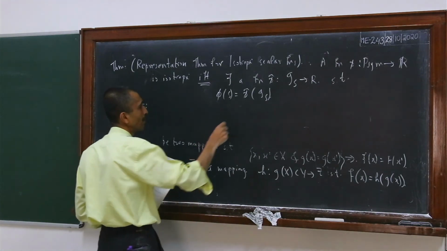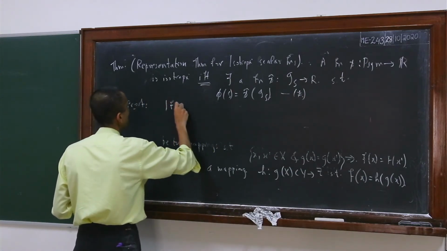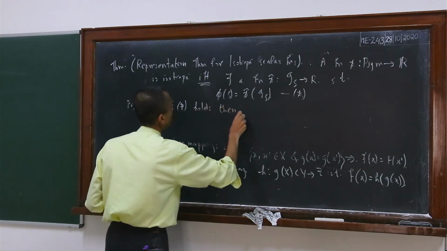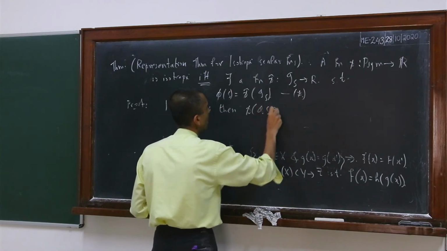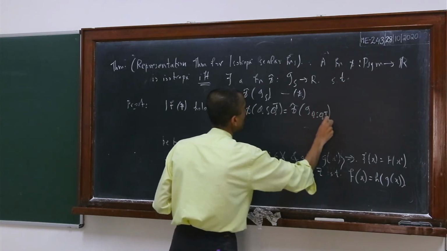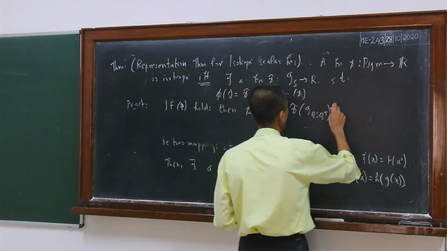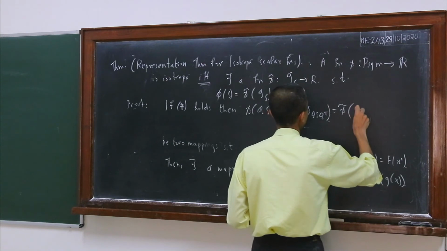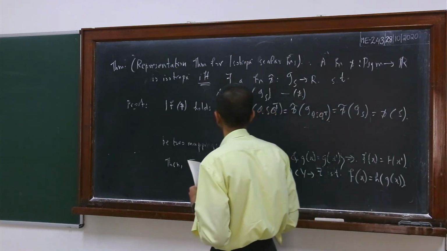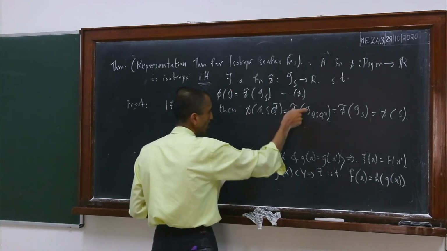So let me call this star. If star holds, then phi of Q S Q transpose is equal to phi tilde of I of Q S Q transpose, and we have shown in the previous theorem that the invariants of Q S Q transpose are the same as the principal invariants of S. So this is I of S, and phi tilde of I of S is phi of S. So we have shown that if star holds, then phi is an isotropic function, right?